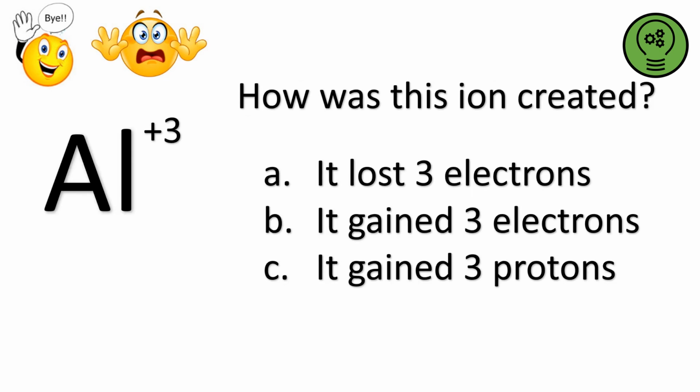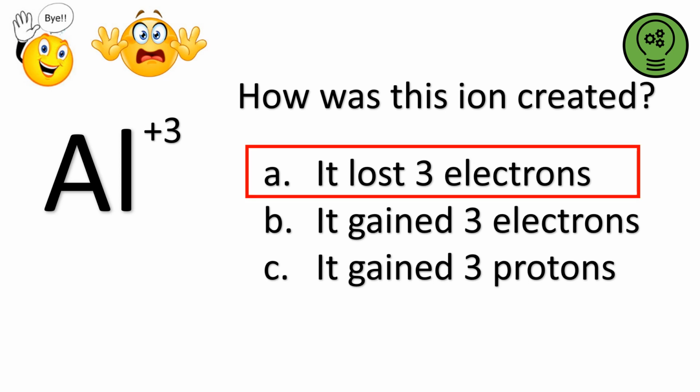Okay, so how was this ion created? Well, it's +3, so it must have lost 3 electrons. Now you'll notice C says gained 3 protons. This is how they're going to catch you out. If you gain 3 protons, it would also be +3, but we're not talking about protons here. Ions are losing or gaining electrons, so don't fall for that trick.